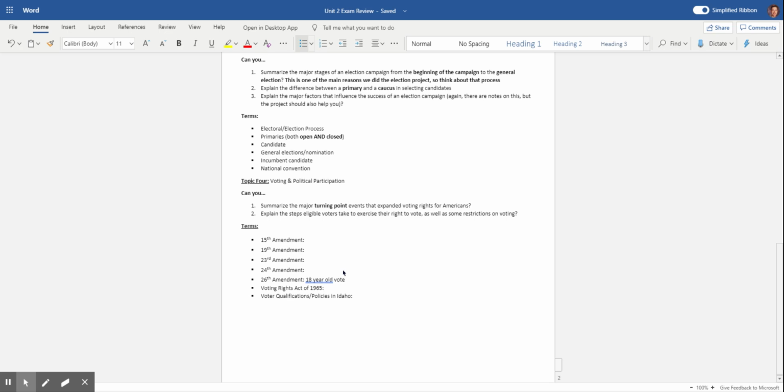Voter qualifications for Idaho, we didn't get into a ton on, but you have to be 18 years old. You have to be registered to vote. You have to show that you live or have lived in Idaho for 30 days prior to the election. And that's pretty much it. Then you're good to go.